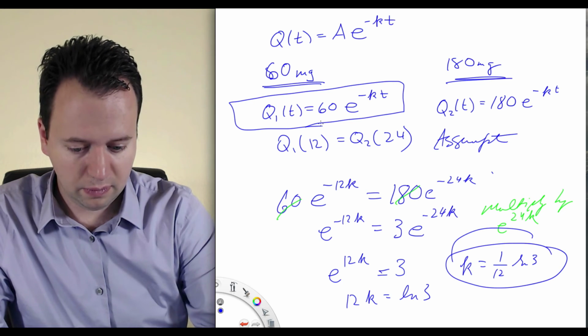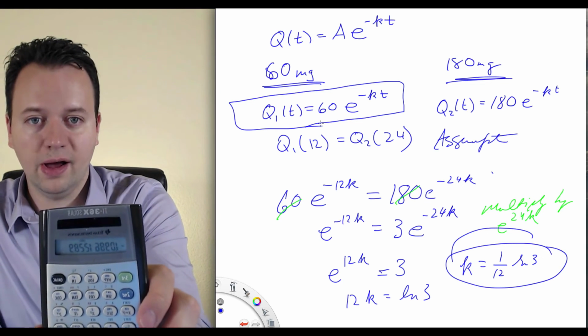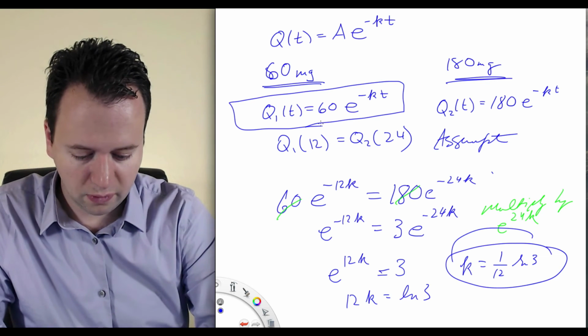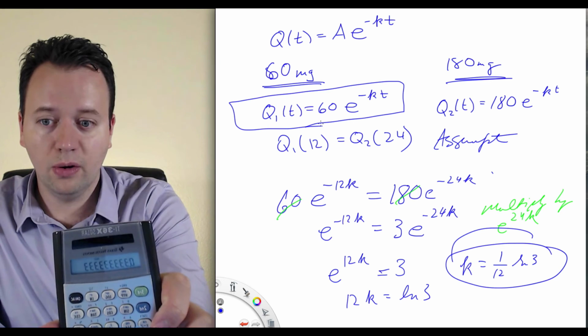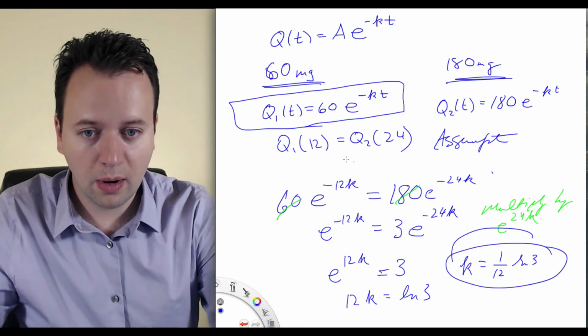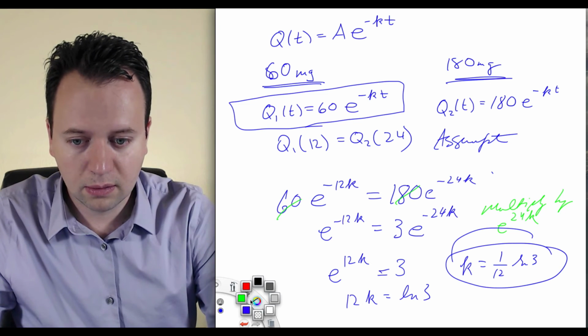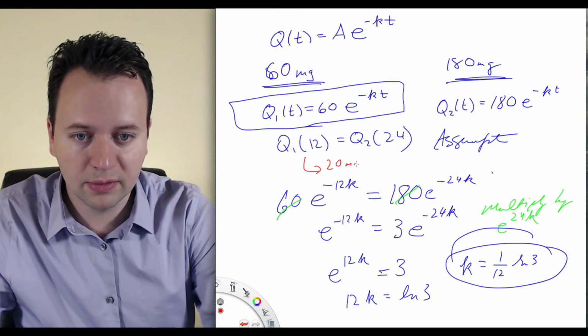Make it negative, multiply it by 12. That's negative k times 12 hours. Take the exponential of that, and we get 1/3. So it's 1/3 times 60. So basically, Q1 of 12 is going to equal 20 milligrams left over.